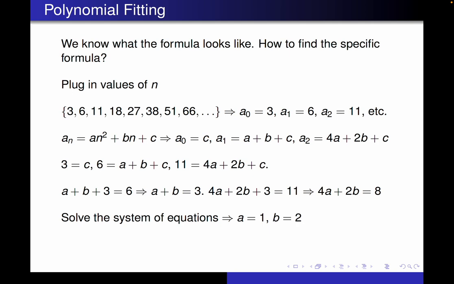So we got a equals 1, b equals 2. We got c equals 3 from the original equations up there. That means we have all the constants. So a_n is equal to an squared plus bn plus c. We put in a equals 1, b equals 2, c equals 3. That gives us a_n equals n squared plus 2n plus 3.